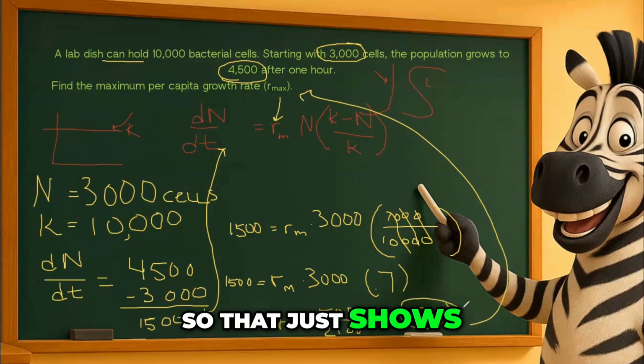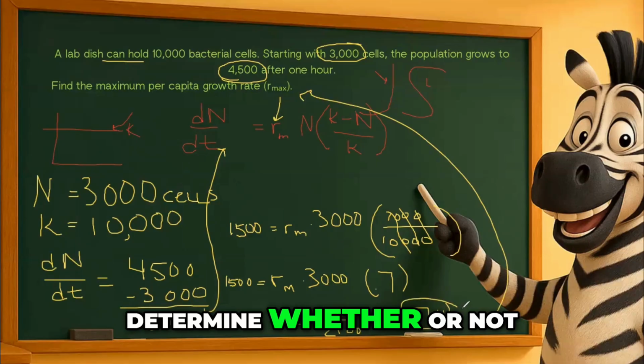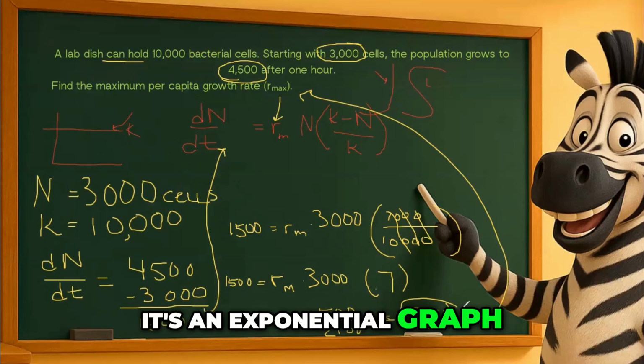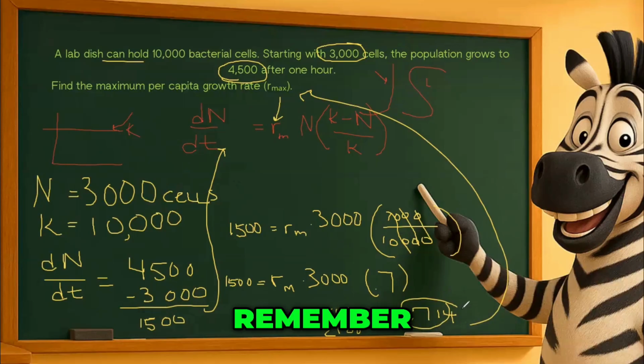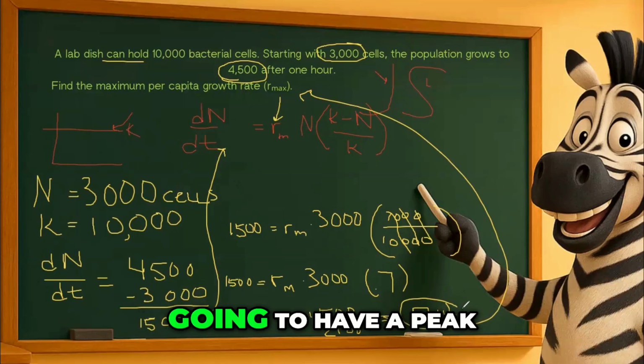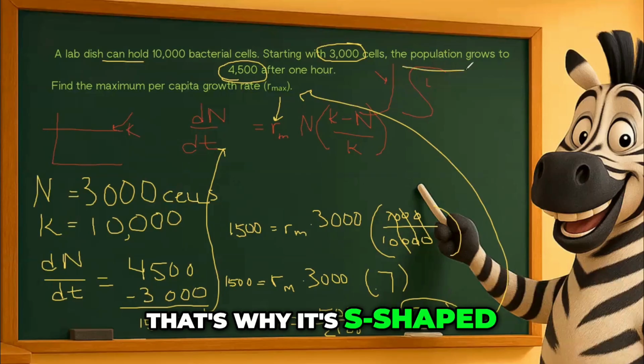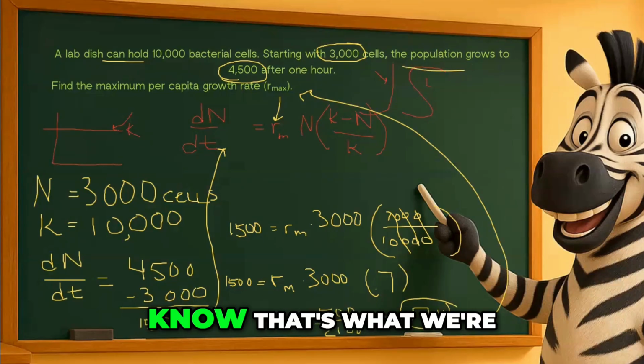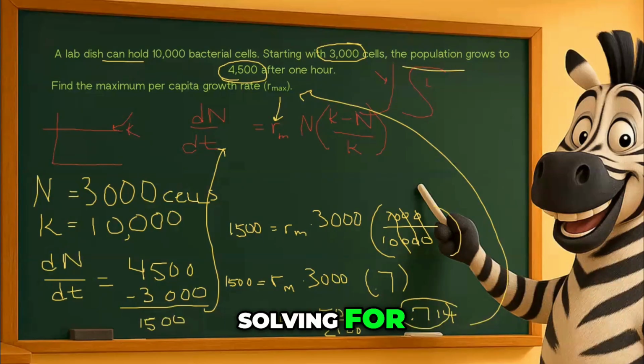So that just shows a way that you can solve a problem and how you can determine whether or not it's an exponential graph or a logarithmic graph. Remember, a logarithmic graph is going to have a peak. That's why it's S-shaped. And that's how we know that's what we're solving for.